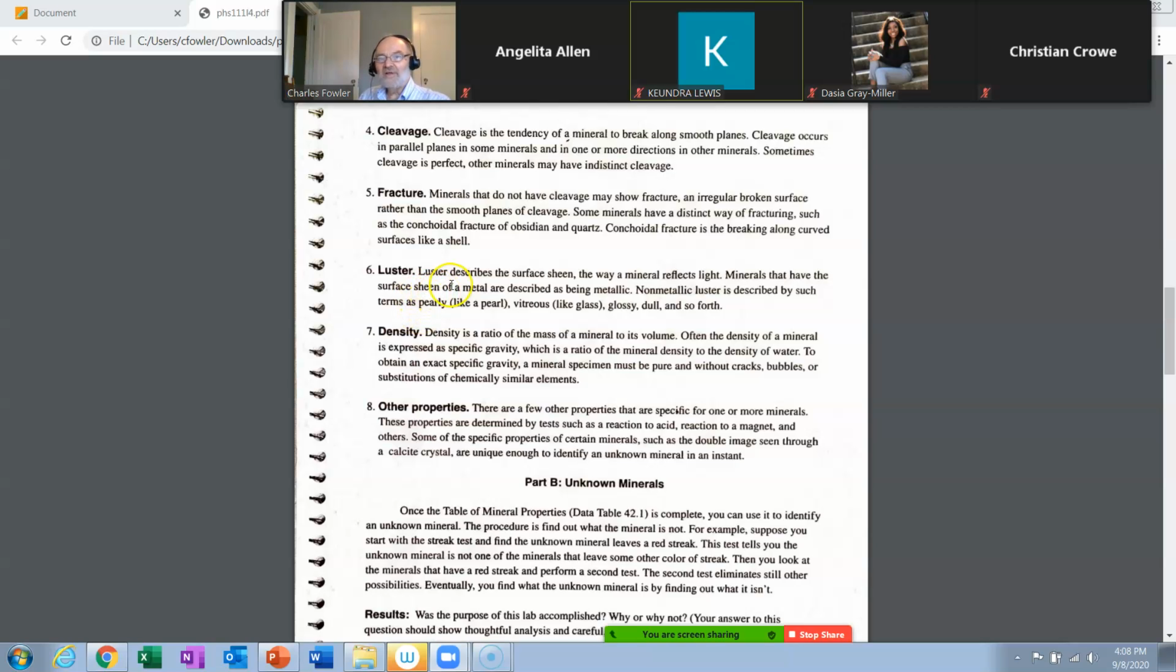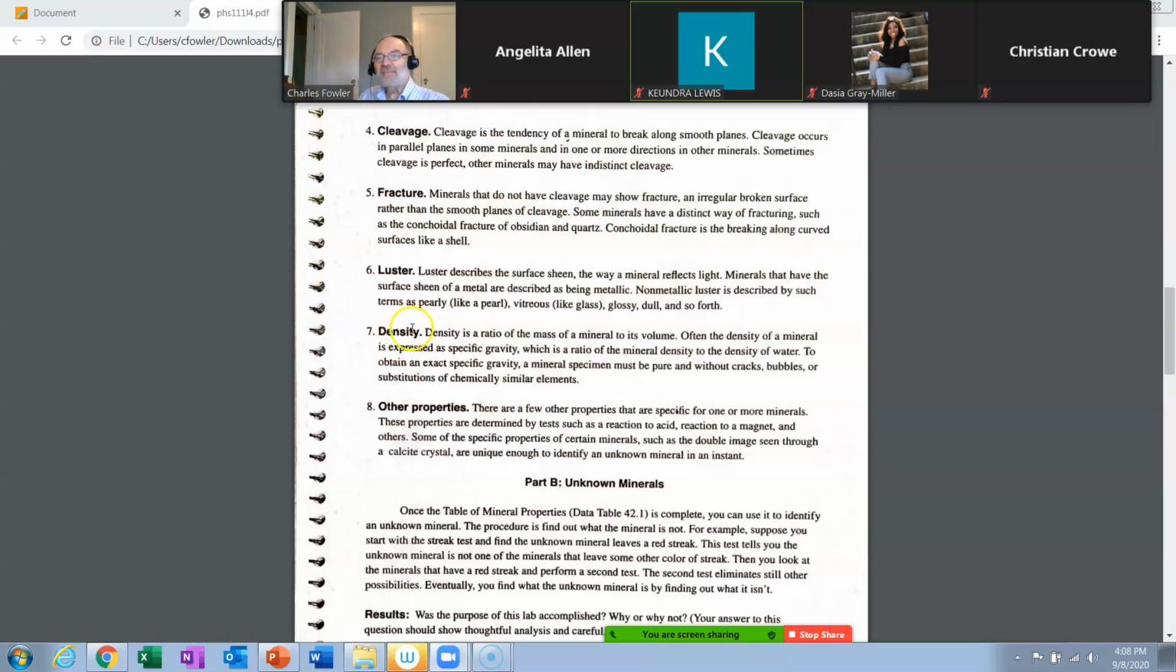Then luster. Luster describes the surface sheen, the way a mineral reflects light. Some of these will be things like pearly, vitreous, that's like glass, pearly like a pearl, glossy, dull. Another one will be metallic. Oh, here's one. Some will be described as metallic, and there will be some others. You'll see some of those.